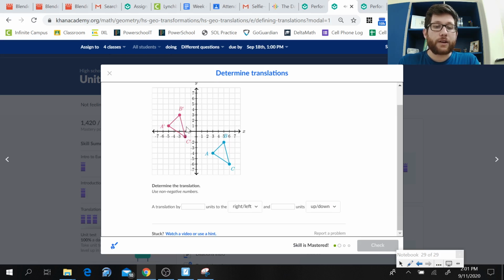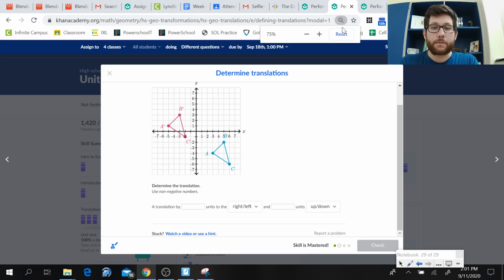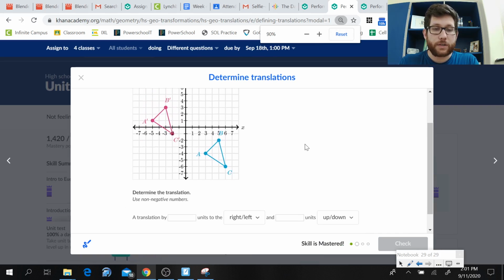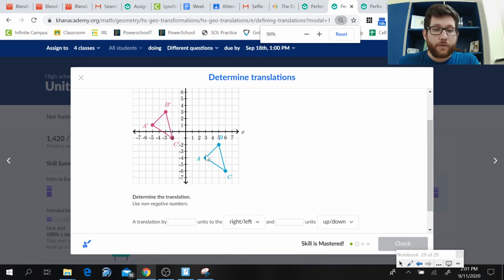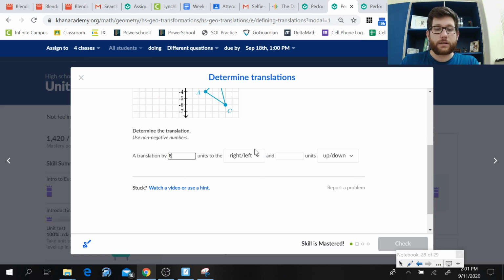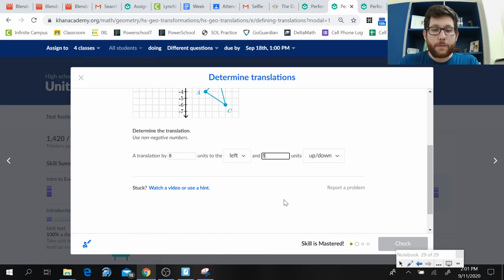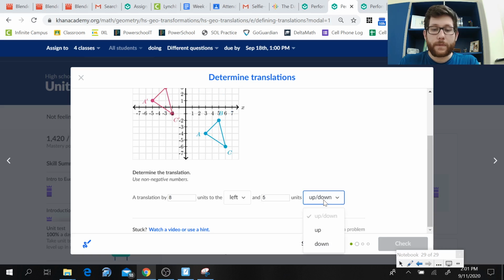Now, here we have an actual shape. Notice once again, you have to pay attention. What is my A prime, B prime, C prime, all that stuff. All right, let me actually zoom in a little bit. Might be a little easier to see. So once again, I'm going from this A point to this A prime, so I might take a look and say I went over 1, 2, 3, 4, 5, 6, 7, 8, then 1, 2, 3, 4, 5. So I'd say, okay, I went 8 units to the left, 5 units up, something like that, okay?